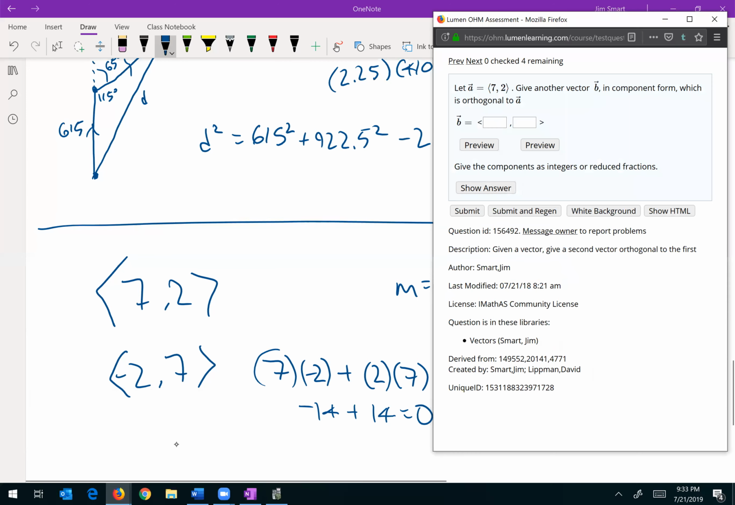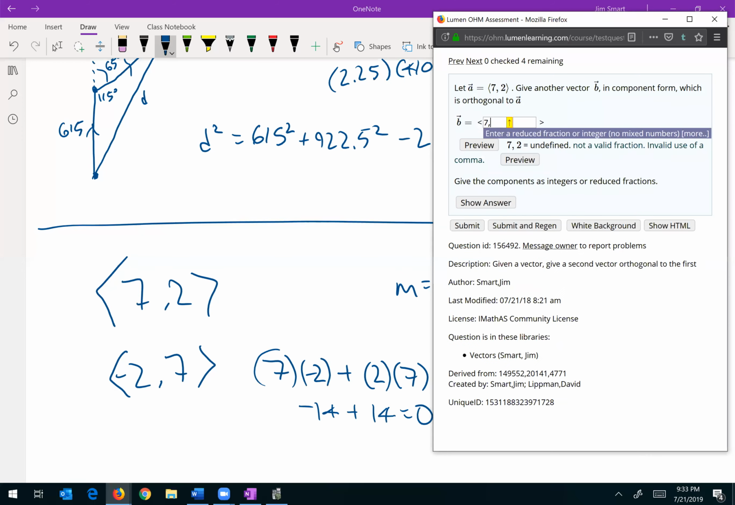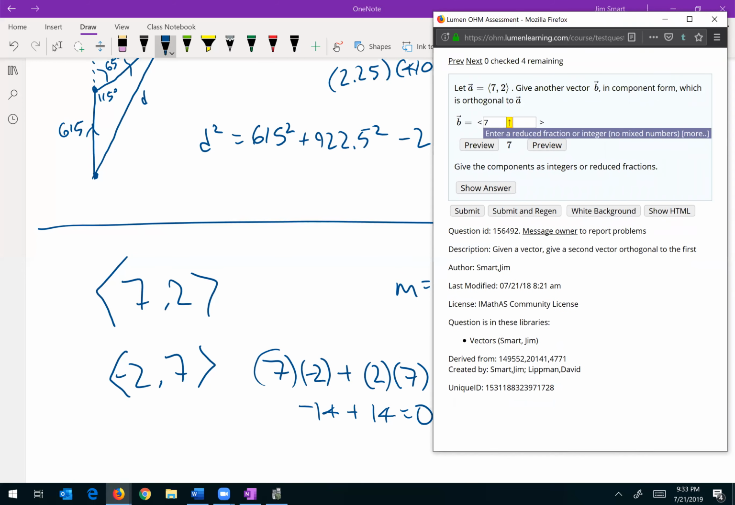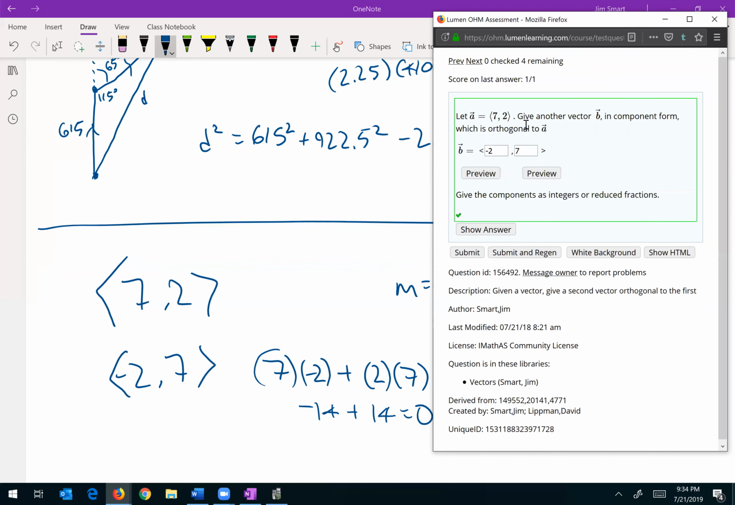So if I go back here, like I said, I could do either way. I could do 7 comma 2. Oops, what did I say? I should have a single answer box. I said -2, I've got them in the wrong order. Good grief. How about -2 and 7? So that'll work. So will 2 and -7. That's correct.